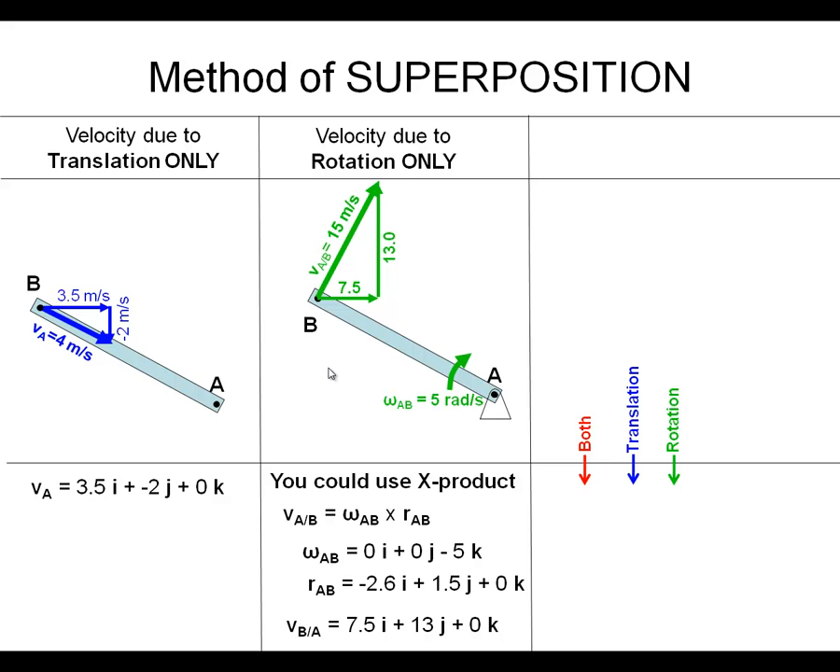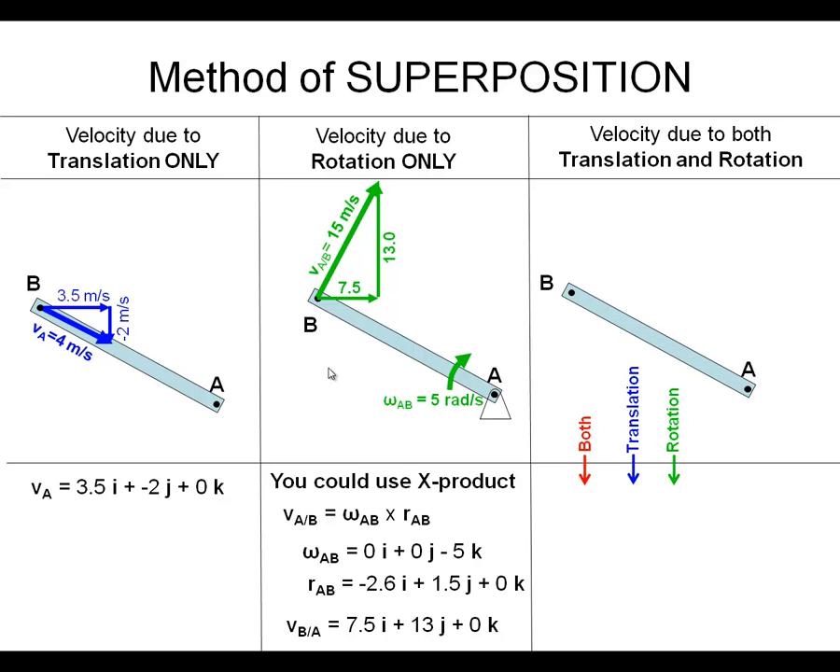So the velocity at A is just the translation, and the velocity of B with respect to A means pretend that A is fixed. What is B doing from A's point of view if A were fixed? Okay, now let's combine the two, due to both translation and rotation. There's the vector due to translation. There's the vector due to rotation. Now if we add those two together, superimposed upon one another, the red is the total velocity of point B.